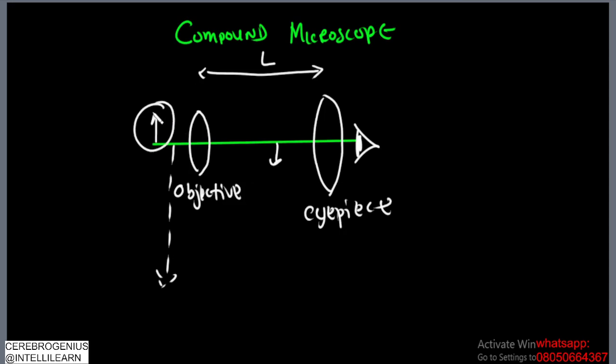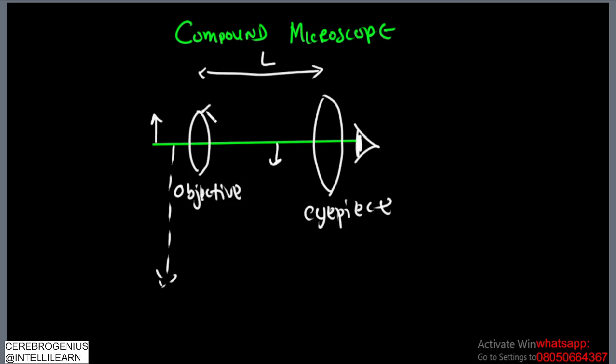Because the objective is forming a real image, the real image will be on the opposite side of the lens. That's why it's here. Because the eyepiece is forming a virtual image, it will be on the same side as its object. That's why the image is here. And as you can see, the image is very much bigger. Now this is the distance between the two lenses.